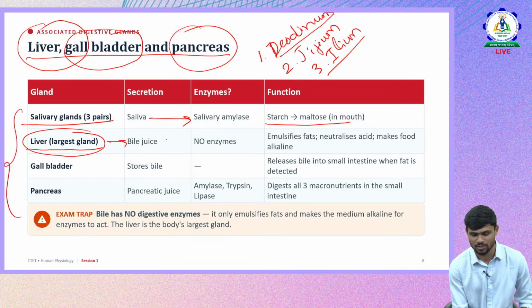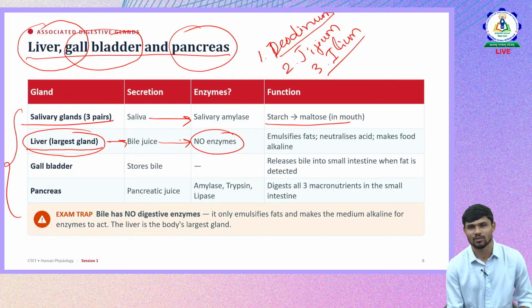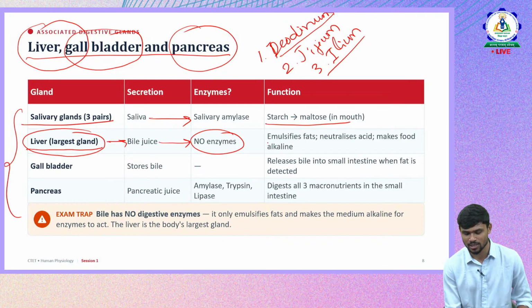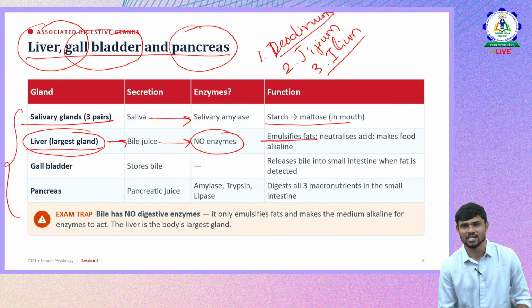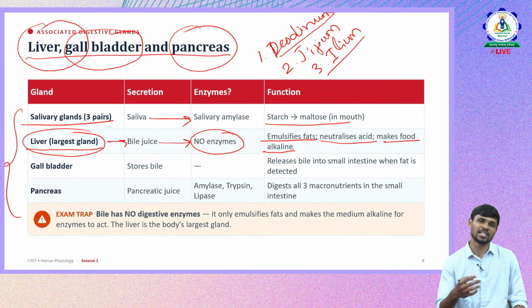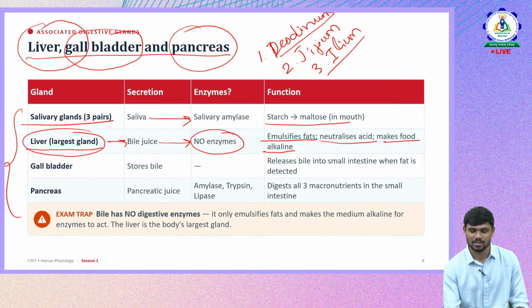The liver produces bile juice. It is not an enzyme. Remember, like HCl, this is also not an enzyme. It is just a secretion released into the duodenum, and it is not a digestive enzyme. It doesn't do digestion, it aids digestion. It helps by emulsifying fats.